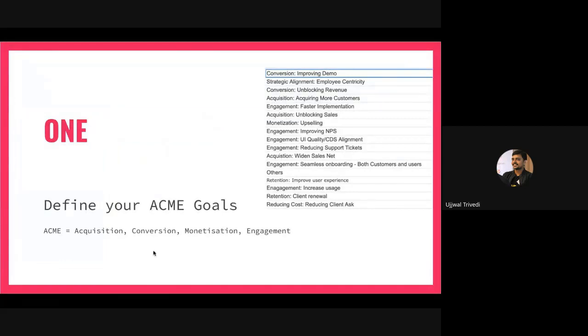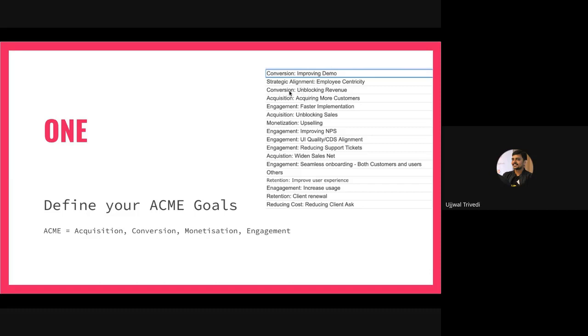First is to define your acme goals. There is one example of how we are using it. We don't use very fancy tools, we use a simple excel sheet. You can see a screenshot right there. These are real goals that I have been using in my org for my product, which is workplace management software. The first thing is the goal of conversion. And one important aspect that we want to do is improve the demo, right? Make sure that the demo looks so appealing and fancy that people have a very good impression.